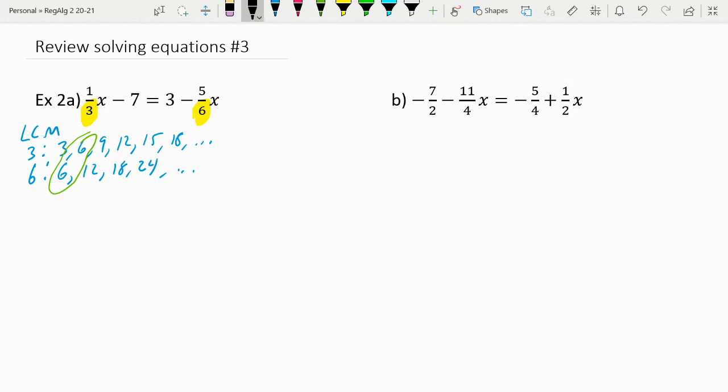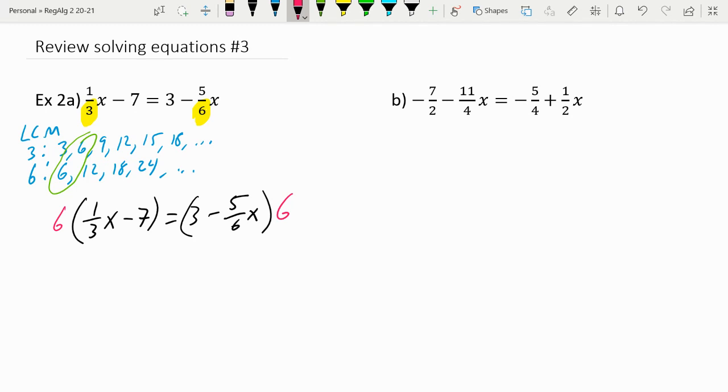So the thing we're going to do is multiply everything by 6. I have 1/3 x minus 7 is equal to 3 minus 5 over 6x. We're going to multiply everything by that least common multiple, which was 6, and what happens is the fractions will go away. The trade-off for the fractions going away is the numbers will get bigger. Most students will say, you know what, I'd rather have bigger numbers than those fractions.